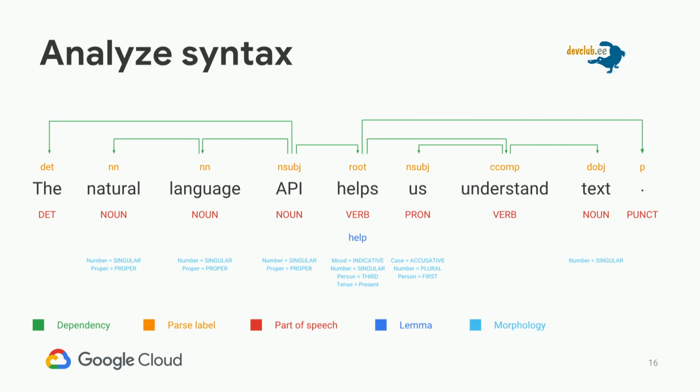And then those arrows in green are what's called a dependency parse tree. So this tells us which words in the sentence relate to other words, which words depend on other words.